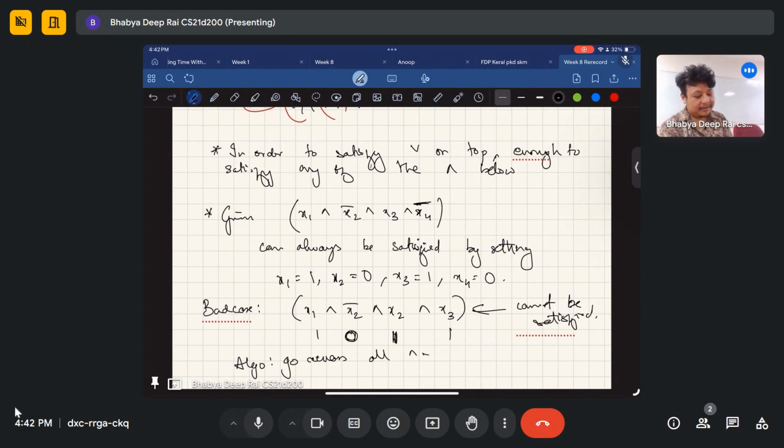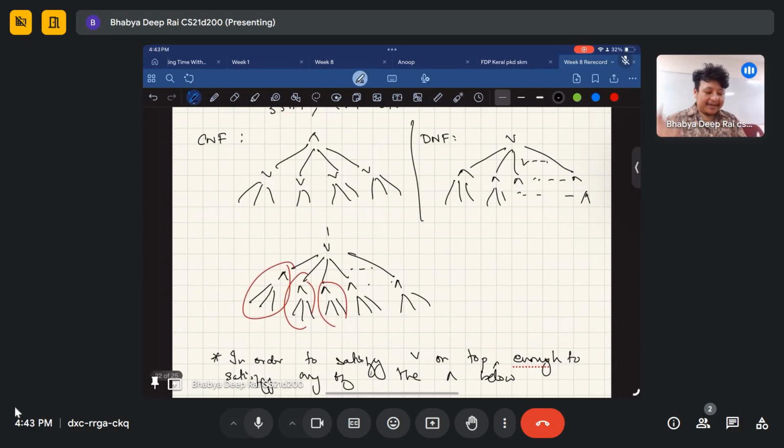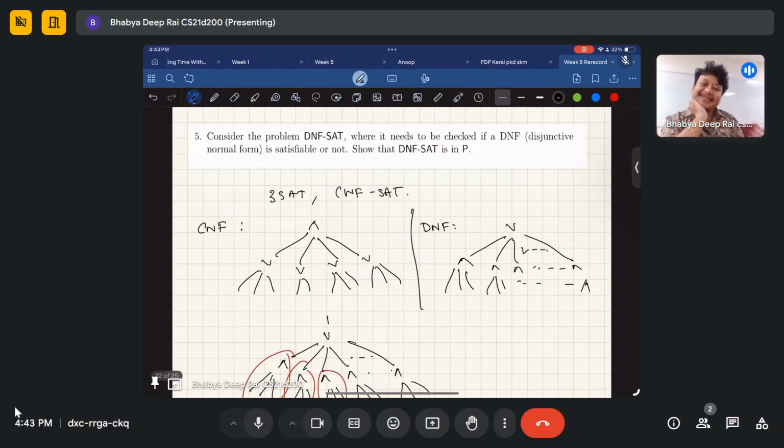So basically the algorithm is to go across all AND terms and check if there exists a term, this is a logical AND, where some xi and its negation xi bar do not both exist. If you find such a term, then it's done, over. You can always find a setting where the DNF is satisfied. This is why DNF SAT is not looked into, whereas CNF SAT becomes a much more difficult problem.